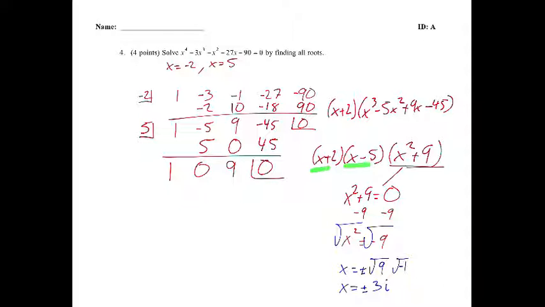So that means our roots: we already had x equals -2, x equals 5, and we've got two roots that are imaginary. We've got positive 3i and negative 3i. So since we had a degree 4, we should end up with 4 roots. We end up with 2 reals and 2 imaginaries.